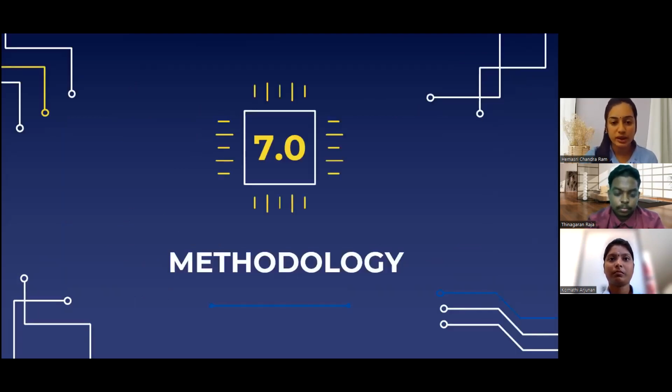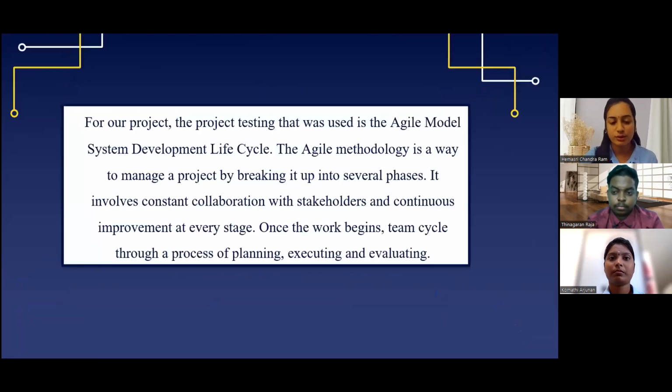Moreover, I'm going to elaborate on the methodology that we use for our system. The project methodology that we used is the Agile Model System Development Lifecycle. The Agile methodology is a way to manage a project by breaking it up into several phases. It involves constant collaboration with stakeholders and continuous improvement at every stage. Once the work begins, teams cycle through a process of planning, executing, and evaluating. Next.